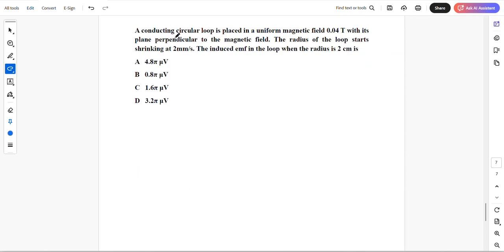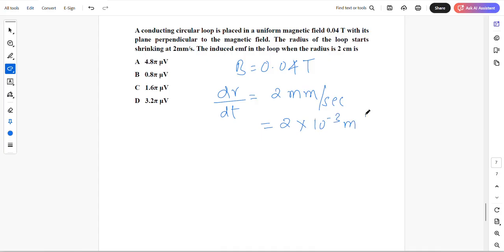The last problem. A conducting circular loop is placed in a uniform magnetic field B equal to 0.04 Tesla, with its plane perpendicular. The radius of the loop starts shrinking. I'll take dr by dt equal to 2 mm per second, that is 2 into 10 to the minus 3 meters per second.